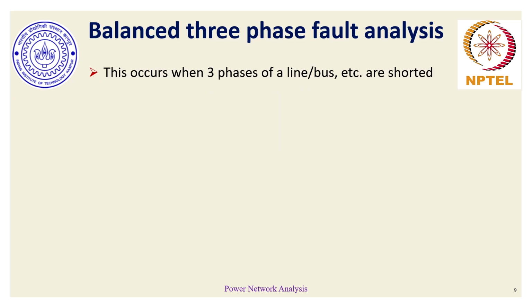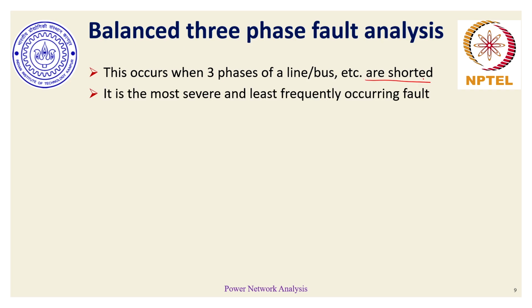So, coming to balanced fault analysis, the first case, as already explained, occurs when all three phases of a line or bus are equally affected or equally shorted. It is one of the most severe faults, and why it is called severe, we'll understand when we go into the fault current evaluations. It is severe because the change in current in a three-phase fault is significant and the voltage drops are also significant, but it has the least frequency of occurrence because it is very difficult for such an event to occur. So these are the most severe and least frequently occurring faults.